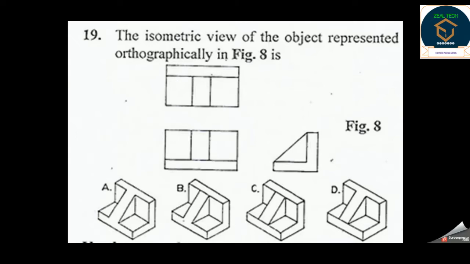Now we have this diagram, figure 8. An isometric view of the object presented orthographically in figure 8 is what? Isometric view. The correct answer here is C. Reason is because this one stated here that there is an opening, which is wrong. There's not an opening here. Same thing with this one, there's an opening here, which is also wrong. This one says only here has an opening, but here does not have an opening. So the correct answer here is nothing but what? C.